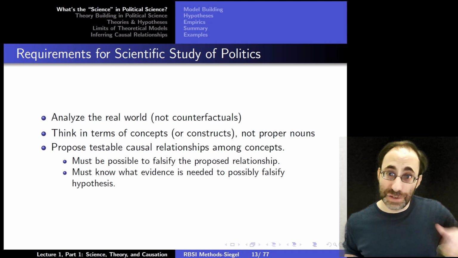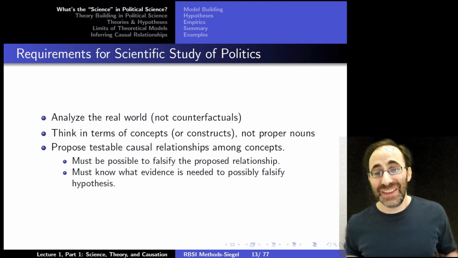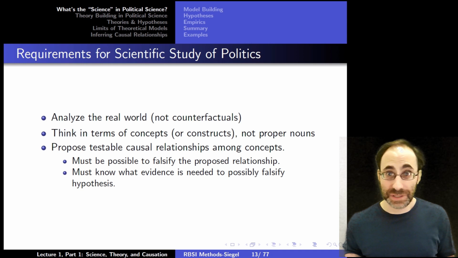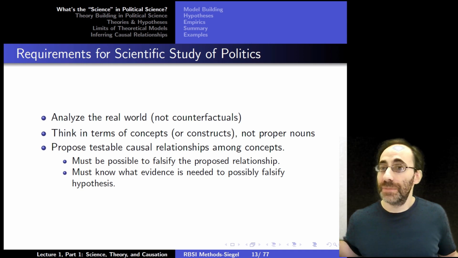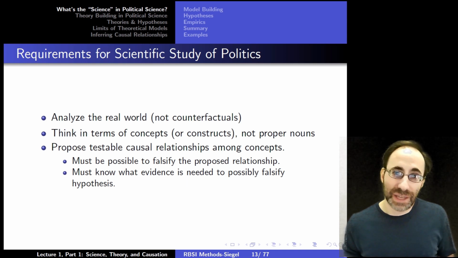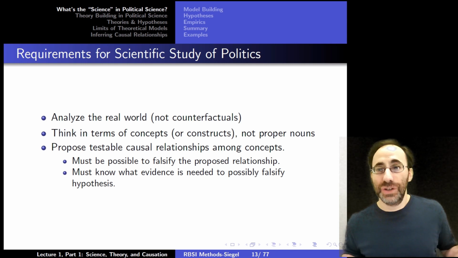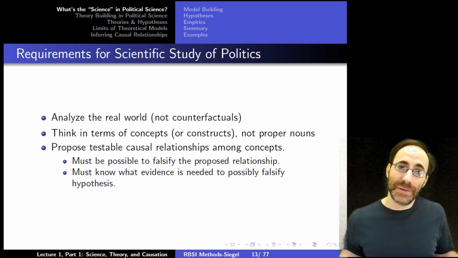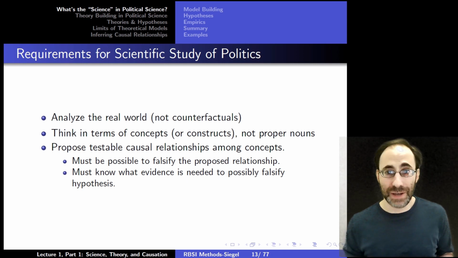So we need a falsifiable causal relationship between concepts, and we need to know what evidence is needed to possibly falsify our hypotheses. So if I say, okay, this policy A causes B more often, I need to tell you as well how you could test that, right? How would I measure A? How would I measure B? And then could you go out and measure it yourself so you could see if A in fact led to B more often or not? See if my claim was falsified or not.